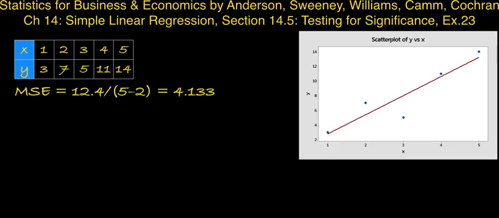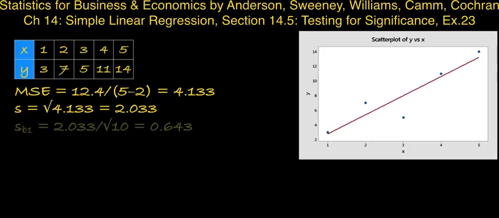Compute the standard error of the estimate. So S is the square root of the mean squared error, so that comes to 2.033. Compute the estimated standard deviation of B1. So using the formula in the textbook, that comes to 0.643.